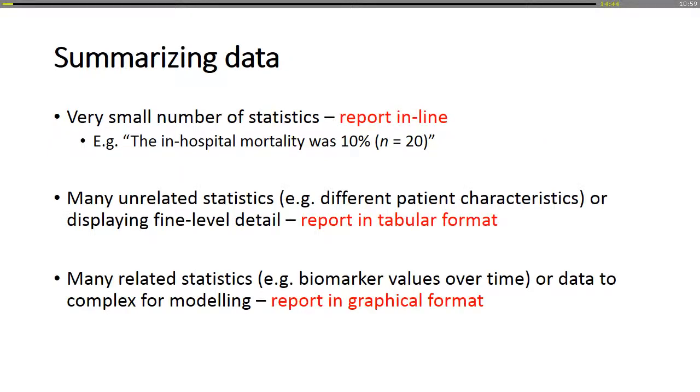When it comes to summarizing data, we can look at three different types, broadly speaking. If we have a very small number of figures, then it's often suitable to just put them in line in the text, for example, the in-hospital mortality. If we've got a lot of unrelated statistics, for example, your patient characteristics data, then we would typically put that in a table. And if you have a lot of related statistics, for example, biomarker values over time, then the optimal format for that would be a figure.